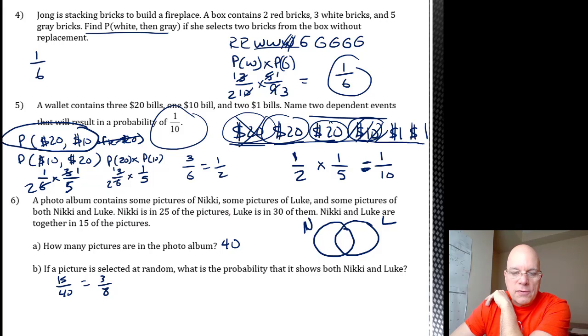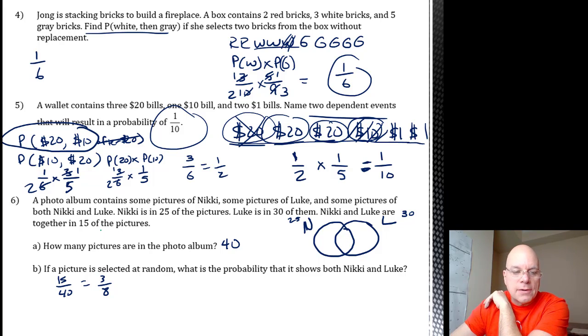Nikki is in 25 of the pictures. That doesn't help me put a number in my model at all. I just know that there should be 25 Nikki pictures. The reason I can't put a number is I don't know how many of them also include Luke. These two regions have to add up to 25. You remember when we did Venn diagrams. Luke is in 30 of them, so these two regions are going to add up to 30 for Luke.